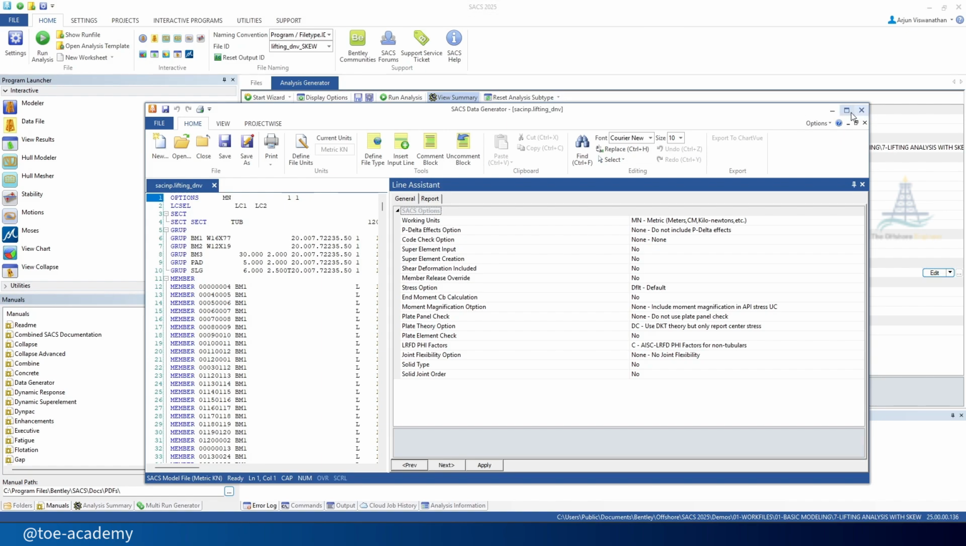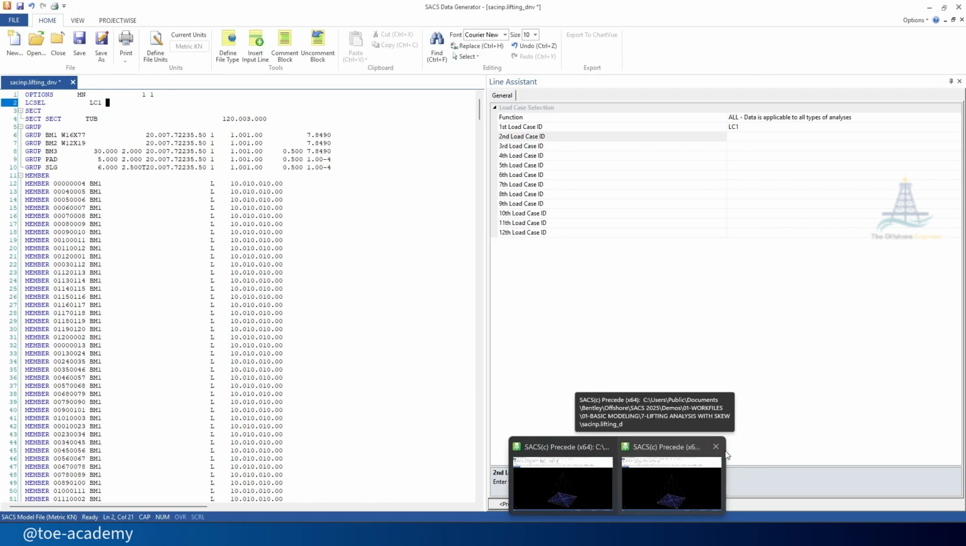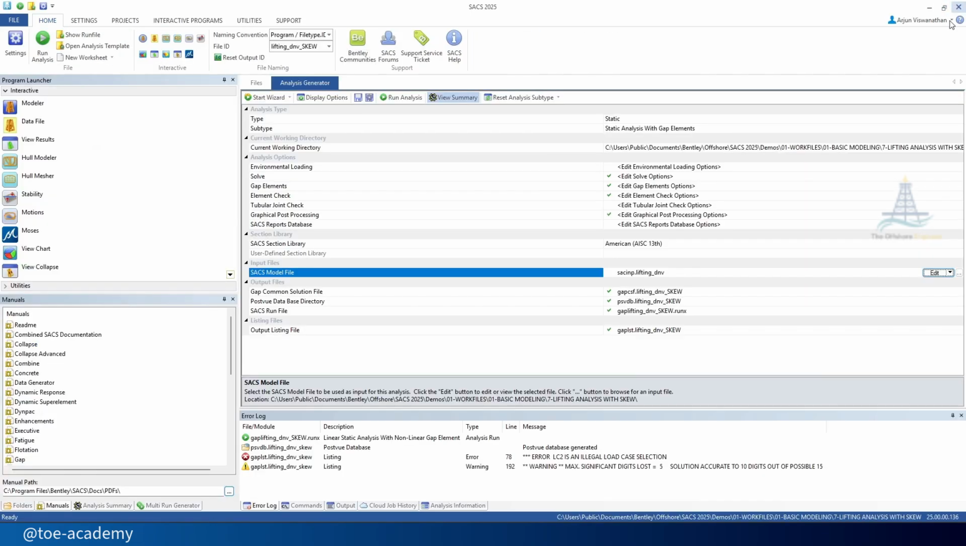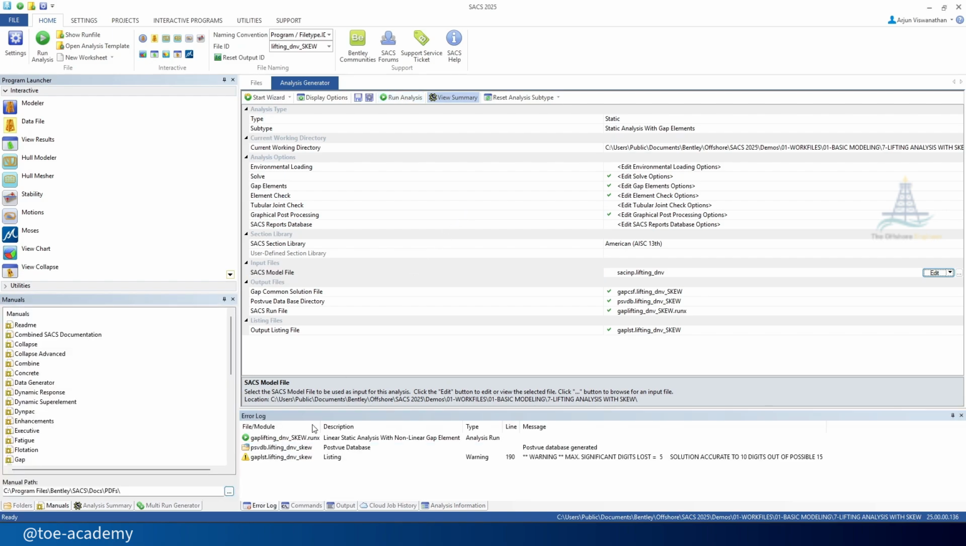So in the data gen it was not updated, so I need to make sure that it is getting updated. So let me close the file. It should be better if you close all the files before running. So I deleted the LC2 from data gen and let me run again. Okay, now it got run.